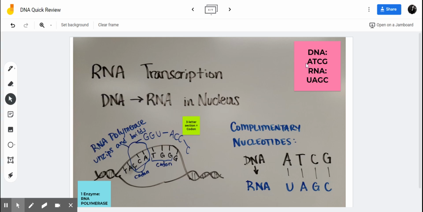So if you had a strand of DNA that read ATCG, the matching RNA that would be built from that is UAGC.